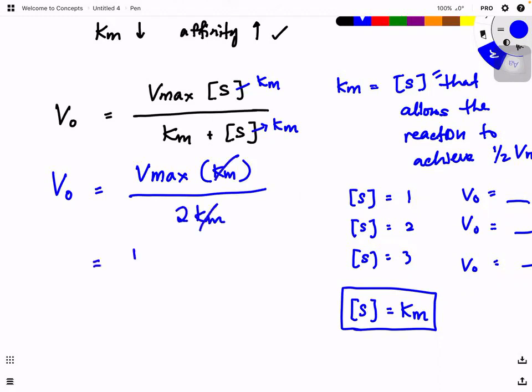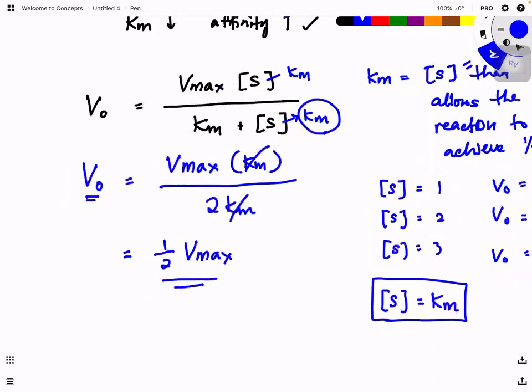So can you see that when the substrate concentration is Km, it allows the rate of reaction to reach half Vmax? Can you see that? My substrate concentration is exactly Km, not 1, not 2, not 3, not 4, not 10, but exactly Km. Then I can actually remove this Km because we multiply, right? So we get half Vmax.